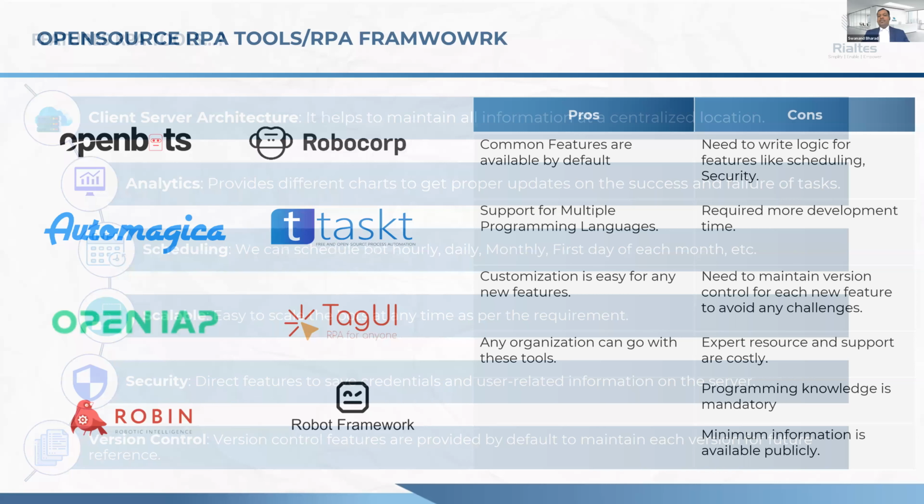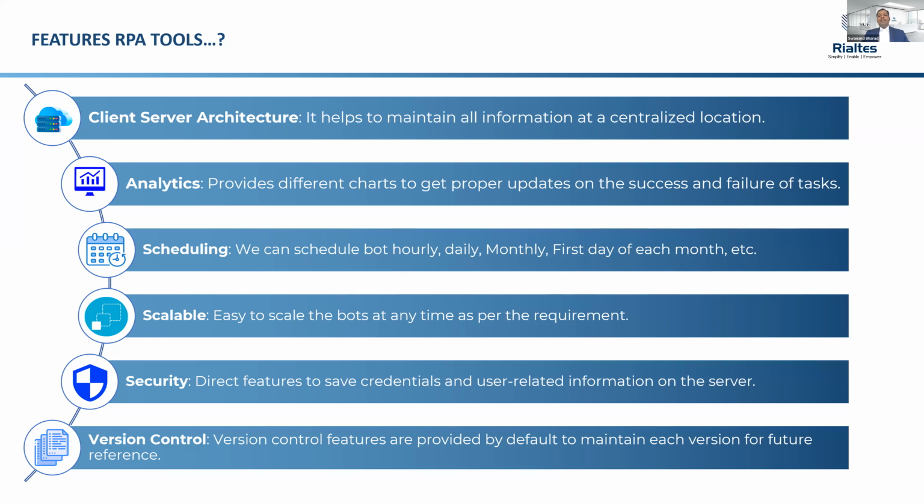Okay, those are the features of RPA tools. Most RPA tools are no-code tools, and due to this, the development time is minimum as compared to any other application. So these are the features of all RPA tools, like client server architecture. The client server application provides more benefit for development, deployment, and maintaining the information at a centralized location. This is an important feature provided by most RPA tools.